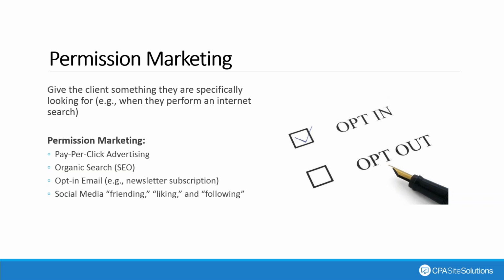And permission-based marketing is really providing a client with something, a response, when they perform that internet search. Some types of permission-based marketing include what we're going to talk about today: pay-per-click advertising, what's called organic search or search engine optimization. That means people who are making sure your firm gets found. Opt-in emails. So if someone has a newsletter subscription with you, that's permission-based marketing because they've said, I want to hear from you. And social media, friending and liking and following. People who are connected to your social media site have given you permission to market to them.